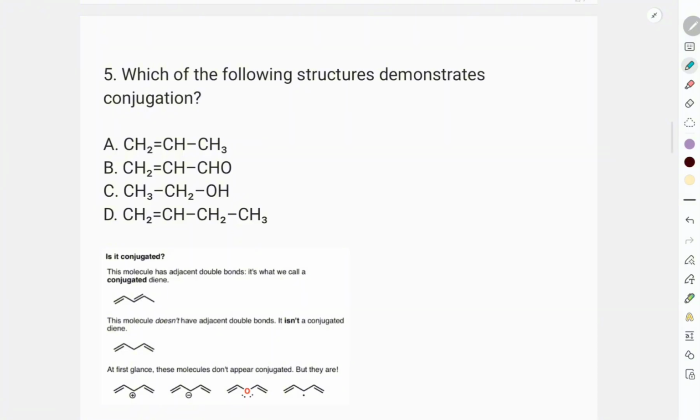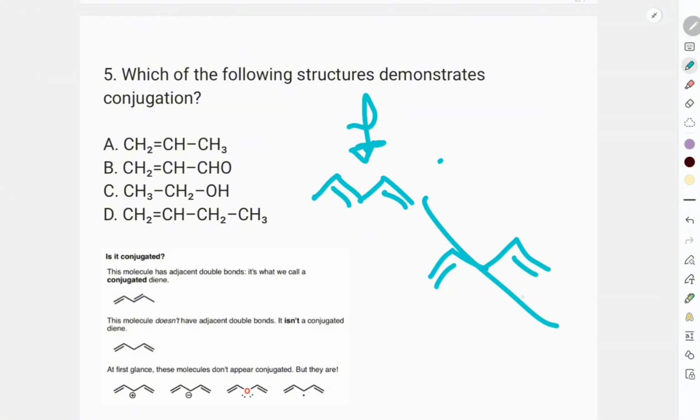Okay, great. So for question 5, it says, which of the following structures demonstrates conjugation? Now, what is conjugation? Well, it is when you have a single and double bond alternation. It will look something like this. This molecule, on the other hand, when you have a double bond here and another one there, this is not one because it's not alternating. So it has to go single, double, right?